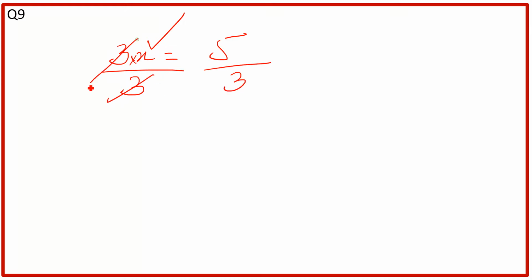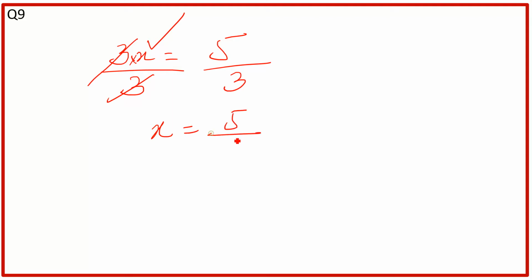Now, question number 9 is 3x is equal to 5. We want only the value of x. We do not want 3. So what is the relationship between 3 and x? Multiplication. If there is no sign, it means multiplication. So how can we remove this 3 from here, from the coefficient? If we divide, because the opposite of multiplication is division. Whatever we do on one side of the equation, we have to do on the other side of the equation as well. This 3 and 3 will cancel each other.